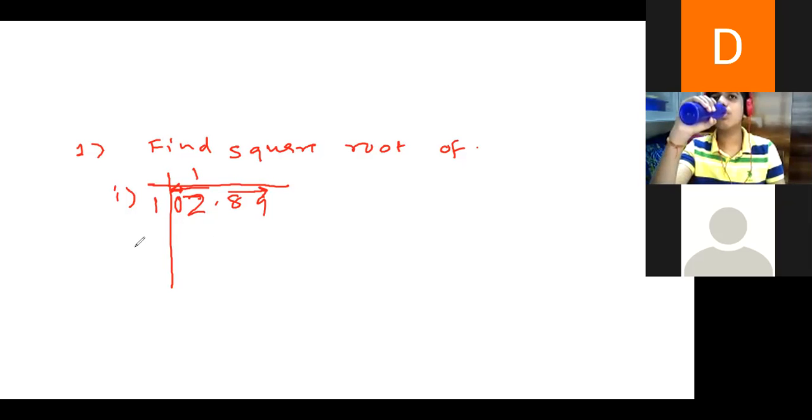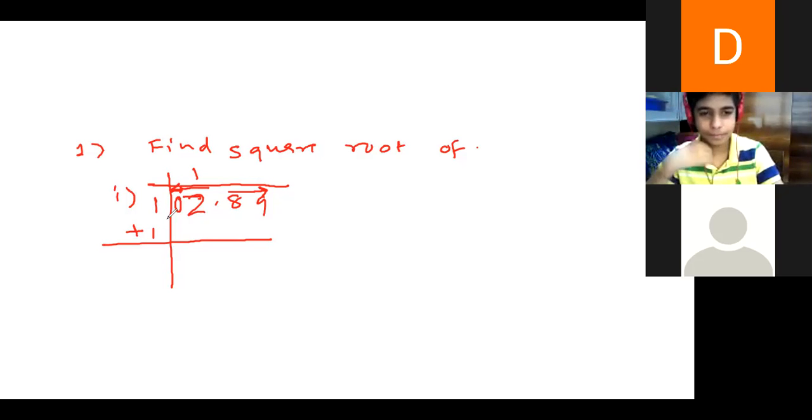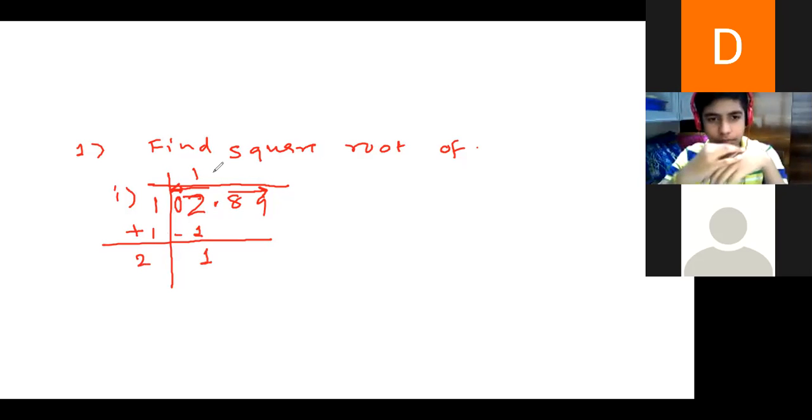One and one. Nothing will remain, so everyone's owner is one. 1 plus 1 is 2. Here minus 1 is 1. Then this decimal now you put here. Okay. Then same method. One couple take out.